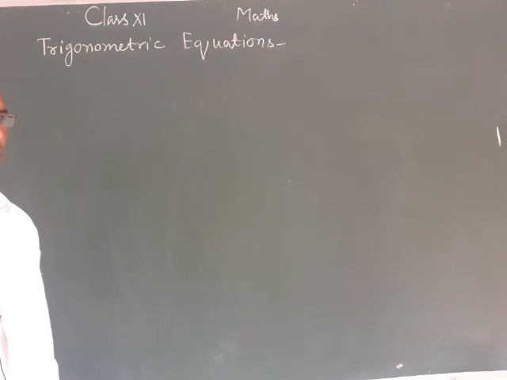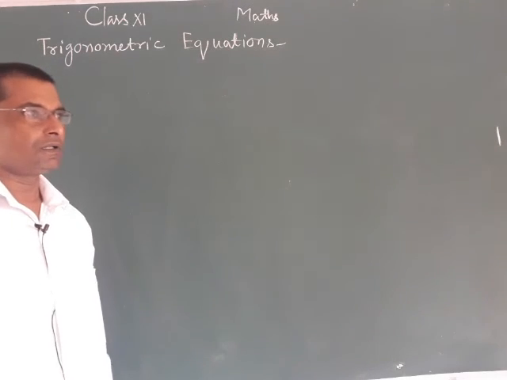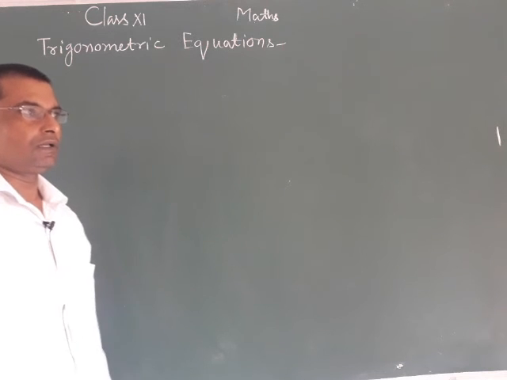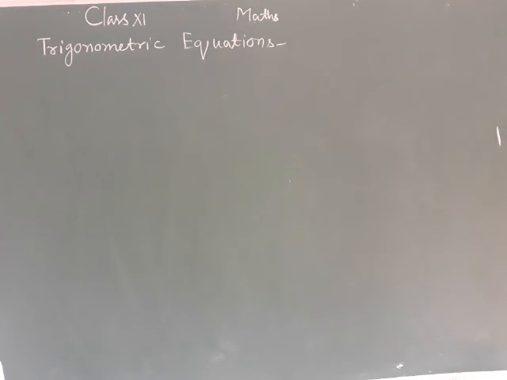An equation involving trigonometric functions of a variable is known as a trigonometric equation. In trigonometric equations there are two types of solution: general solution and principal value.